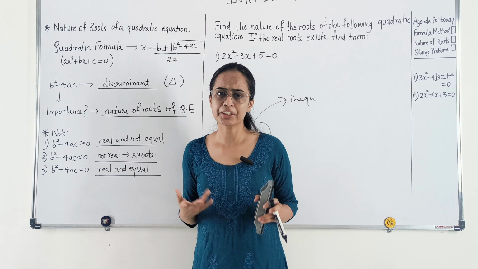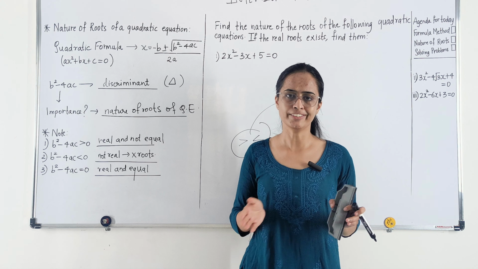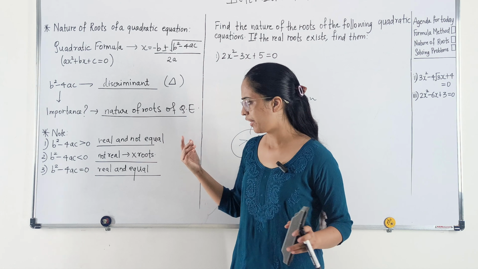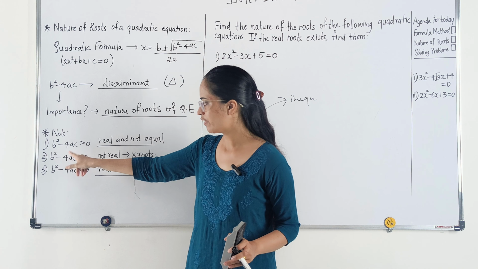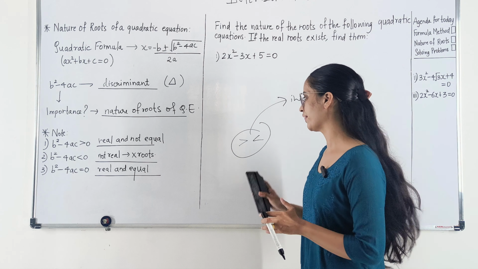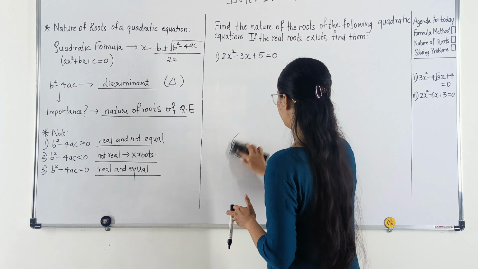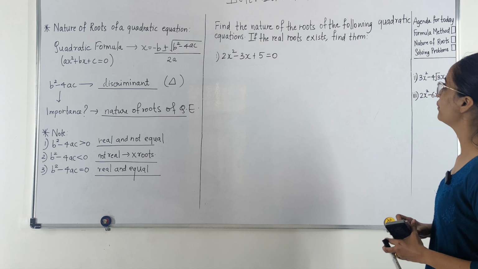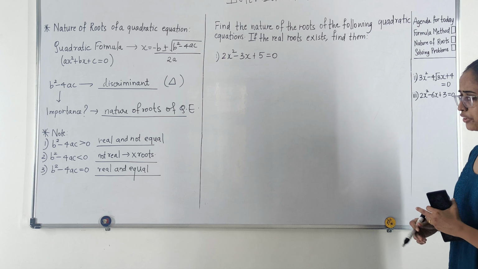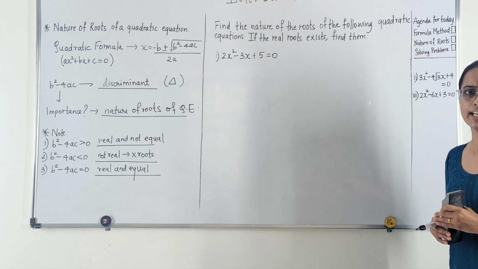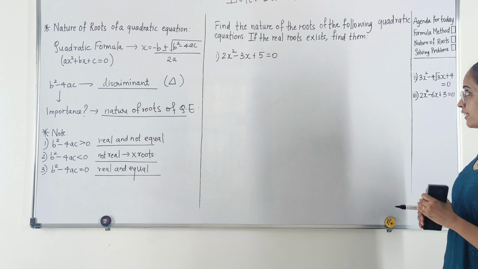And of course whenever the discriminant is less than 0, it is negative, so for any negative person we will say that the person is not real. And that is why we can say that whenever b square minus 4ac is less than 0, then the roots are not real, and that is why we don't get roots for that particular quadratic equation. Now here the question says: find the nature of the roots of the following quadratic equations. If the real roots exist, find them.